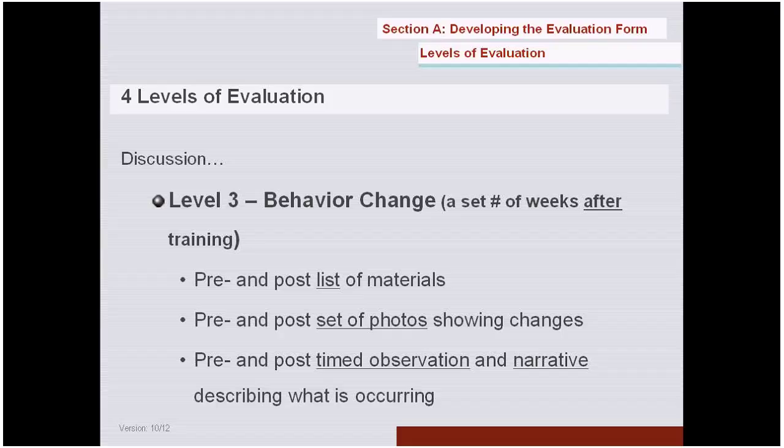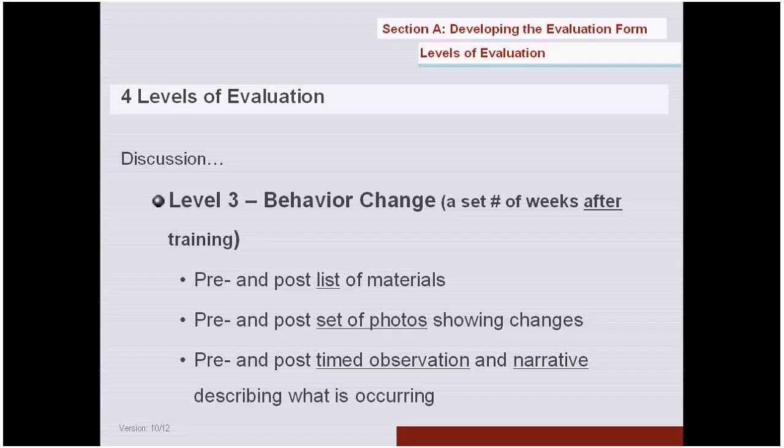Let me stress that you must identify the exact number of weeks. That could be as little as 2 weeks. For instance, if you were looking at a change in the organization of the learning environment, do you think that would take 4 weeks to do once they got back to their site? Maybe I should say, should it take 4 weeks to do? No, it shouldn't. So you might be able to do follow-up there 2 weeks after training.